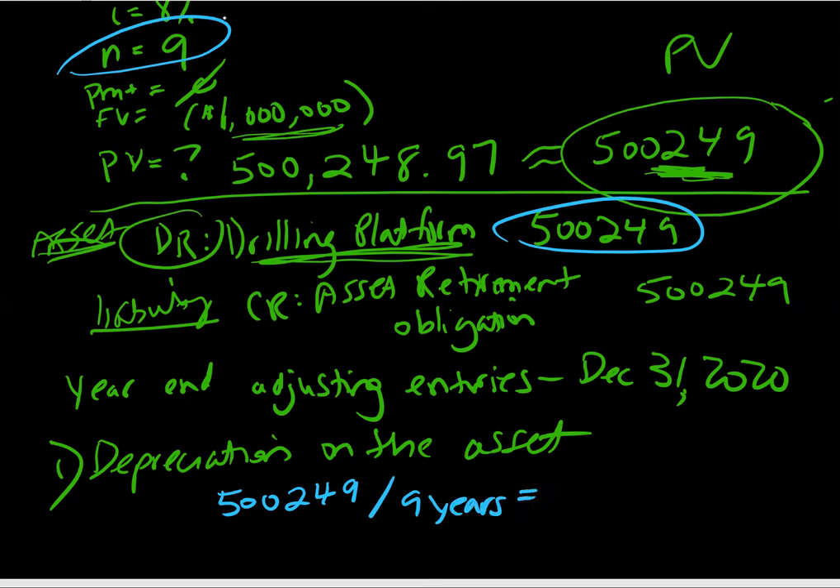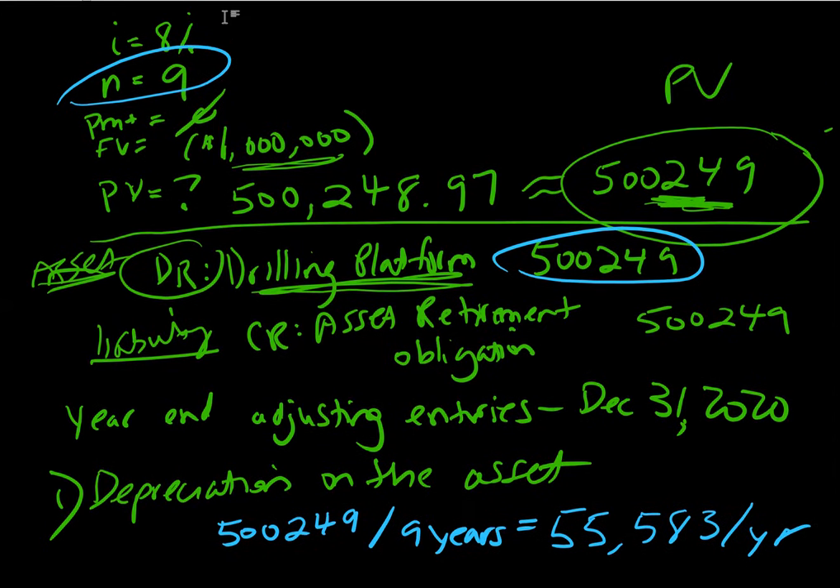Unless we're told otherwise, we're always doing straight line. So this is going to give us an annual depreciation of $55,583 per year. And so this is our first entry that we're going to record, and we're going to do this under, let's start, our first one is IFRS. So let's start with that.